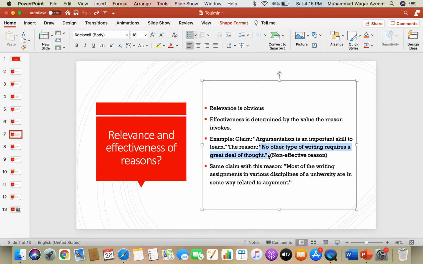All right. So when you look at the reason which is provided by a writer to support a claim, please look at two things. One, is the reason relevant? That will be obvious. Of course, you can read the reason and see if the reason in fact has connection with the claim which has been made. And the second thing you need to see is if the reason is effective. You can determine the effectiveness of a reason by reading it and by determining whether the reason invokes any value which the reason adds to anybody's life.